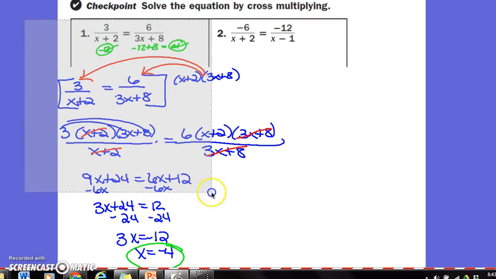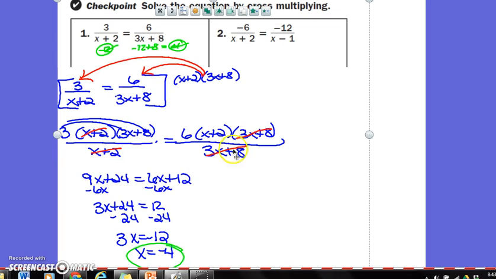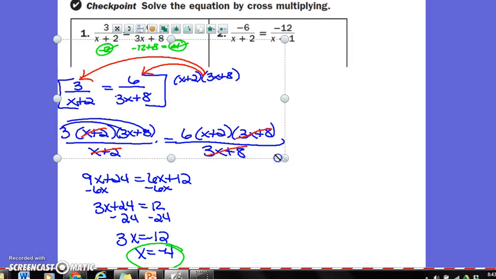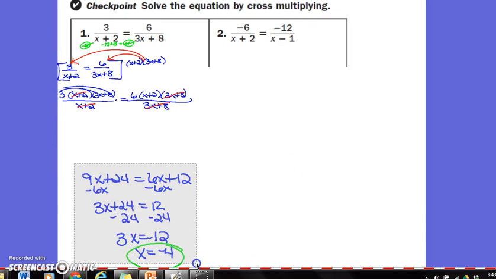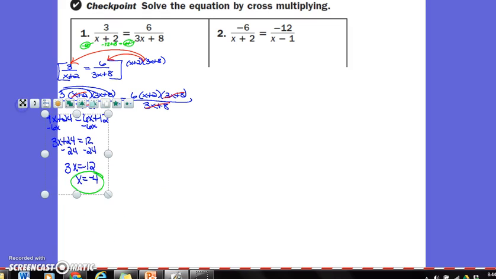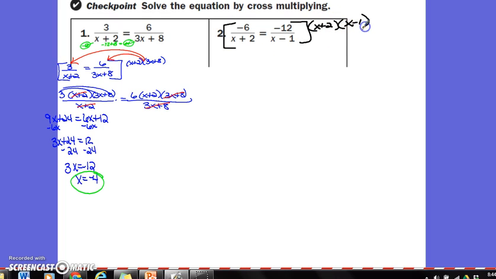I'm going to select it all and minimize it so I can do the next problem. So I minimized it. It's still there. All right, next problem. We have an x plus 2 and an x minus 1. Well, they're not the same, so we're going to multiply the whole thing by x plus 2 times x minus 1. Again, that goes into the first fraction and the second fraction.